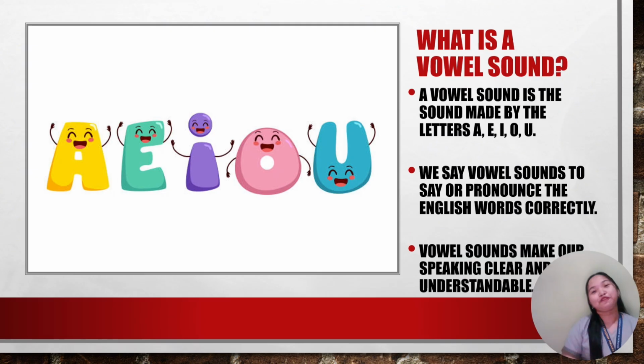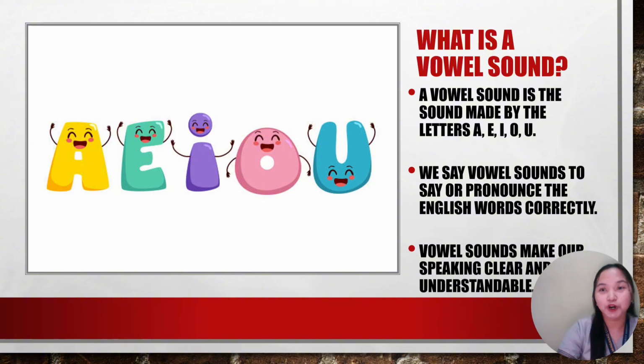So first of all, let's introduce what a vowel sound is. A vowel sound is the sound made by the letters A, E, I, O, and U. We use these vowel sounds to pronounce English words correctly, and also to make our speaking clear and understandable.